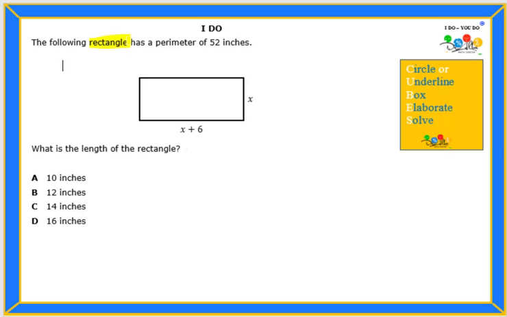The following rectangle has a perimeter of 52 inches. What is the length of the rectangle? So the length usually means the longest side. So when they say what is the length of the rectangle, they want the longest side.